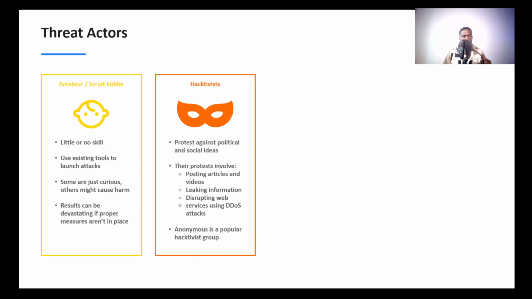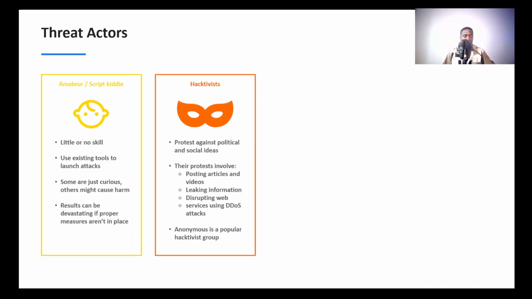The next threat actor is the hacktivist. These are typically skilled people and they sometimes work in groups. Their main aim is to protest against political and social ideas. You have seen people protesting against ideas. They go and maybe burn buildings, spray paint, or do whatever other thing they usually do. This is their own way of protesting. They're activists. They protest through hacking.